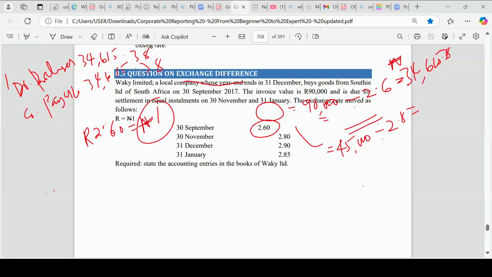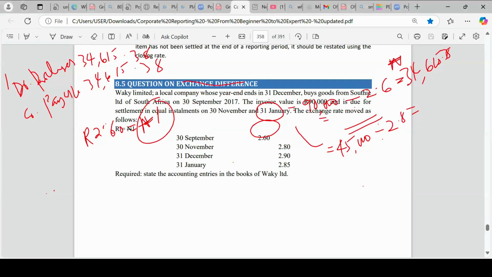2.8, would have been 45,000 divided by 2.8. And that will give me 16,071 Naira, 43 kobo. All right.